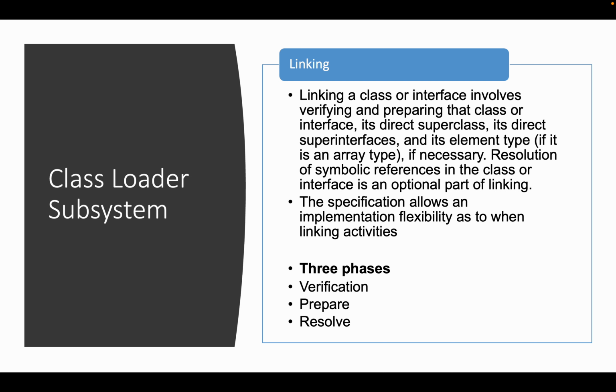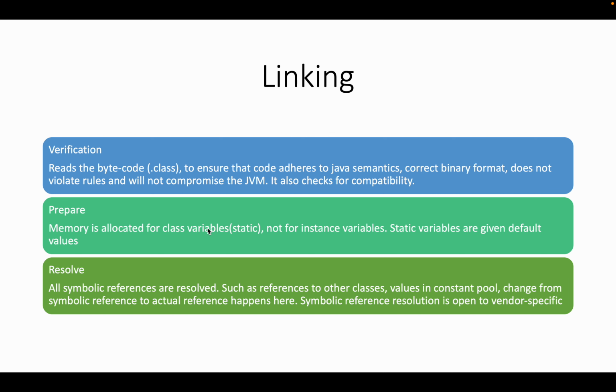This linking actually has three phases: verification, prepare, and resolution. The verification reads the bytecode and ensures that code adheres to Java semantics, correct binary format, and does not violate rules or compromise the JVM. It also checks for compatibility. If the rules do not hold, then a linking error must be thrown. The specification says that an error must be thrown.